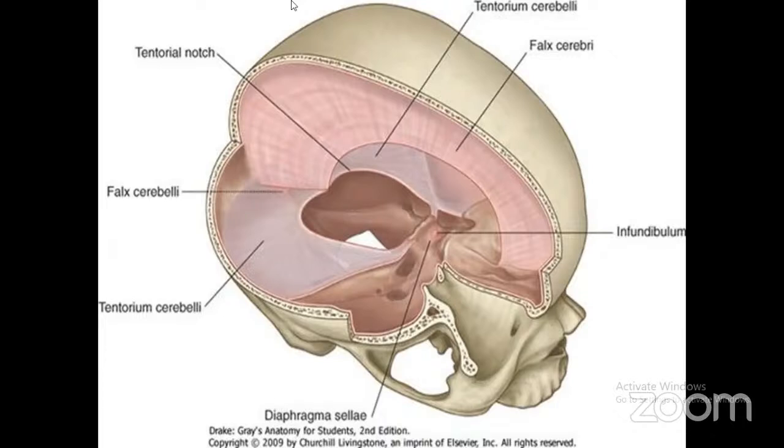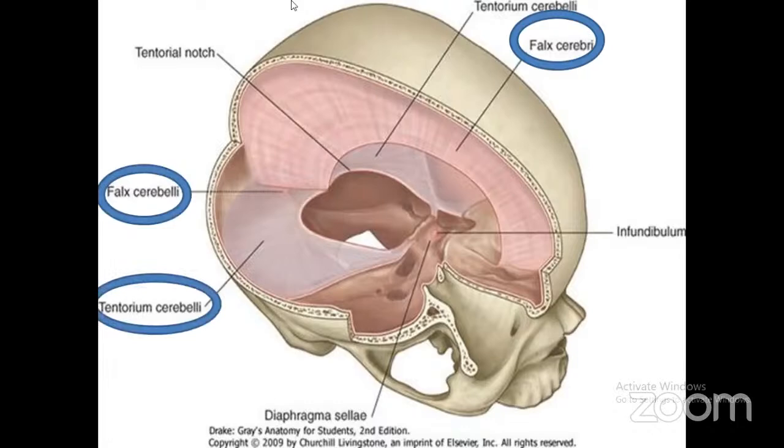There are four dural folds. Falx cerebri: falx means sickle shape, separating the two cerebral hemispheres. Then there is tentorium cerebelli, which separates the cerebrum from the cerebellum. And there is falx cerebelli, which separates the two cerebellar hemispheres. And there is one more fold called diaphragma sellae, which roofs the sella turcica and the pituitary gland, and in the middle it has an opening for the pituitary stalk.